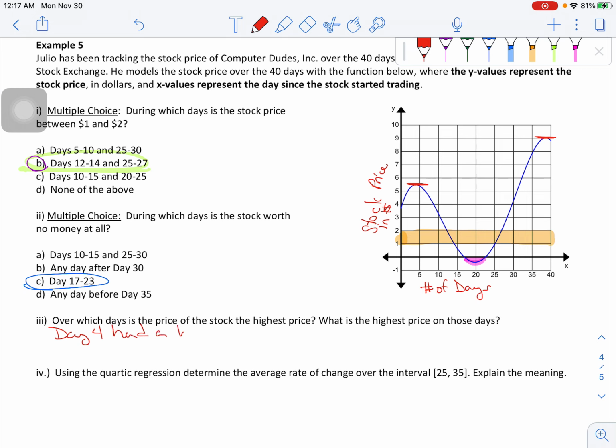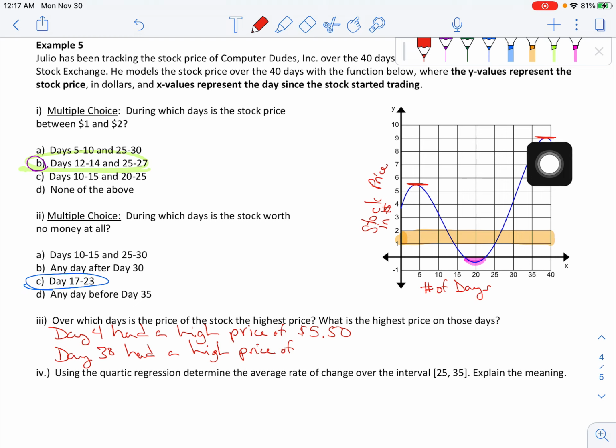had a high price of, what did I say? That's $5.50. And then we have another maximum point here. So let's see. I'd say that's about day 38. And then day 38 had a high price of, let's go with $9. It's just a little bit over $9. So let's go $9 and, I don't know, 10 cents.